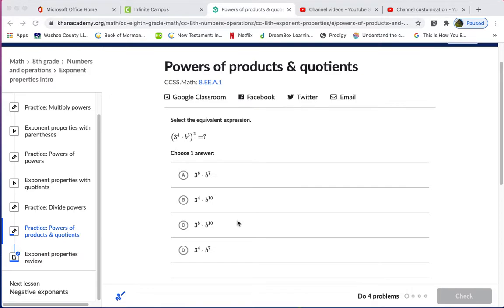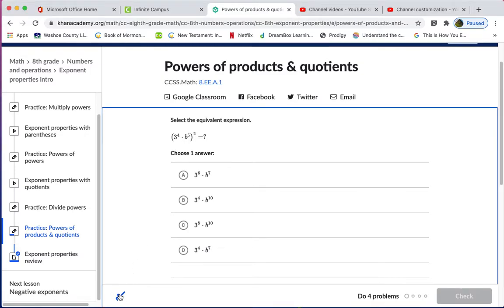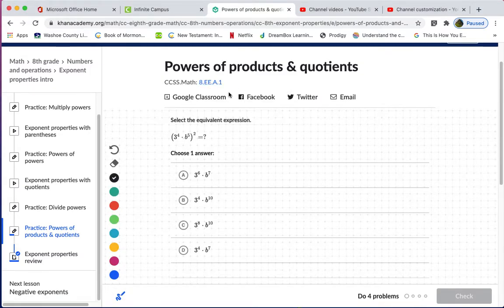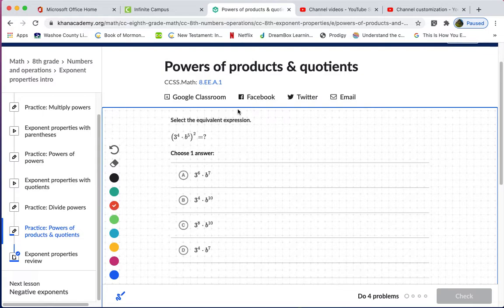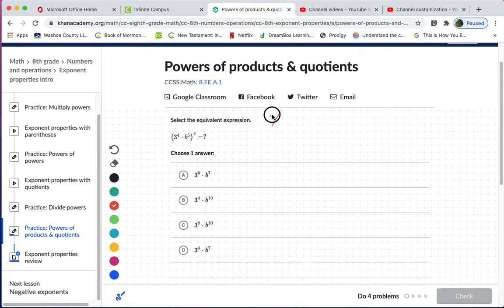Powers of products, so that's products, multiplication, and quotients. Quotients is division. Okay, so products, I'll use red this time, except we can't write up there. Products are multiplication, quotients are division. And so I'm just going to walk through these problems.